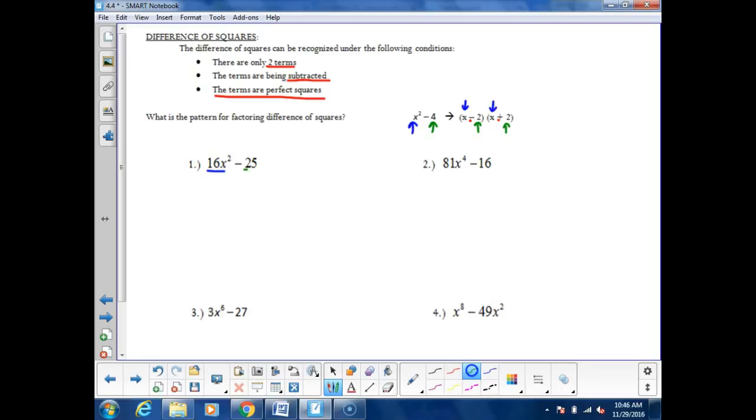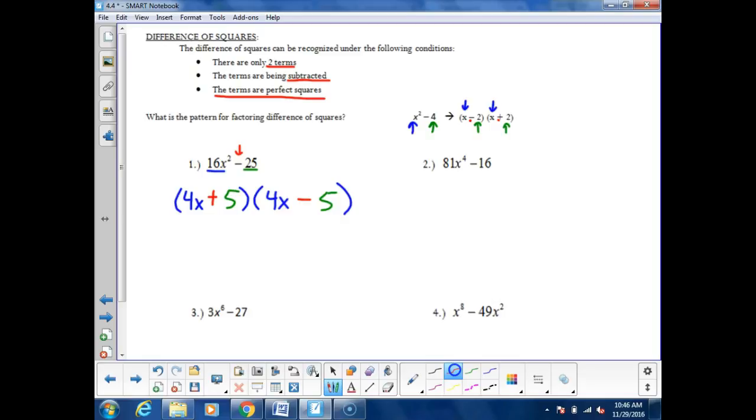Next thing you look for is this a perfect square? 25 is a perfect square, yes, so that's good. And then lastly, we have to make sure that that's a subtraction sign. It is. So this is going to become, the square root of 16x squared is 4x. The square root of 25 is 5. 1 plus, 1 minus, that's that one factor.